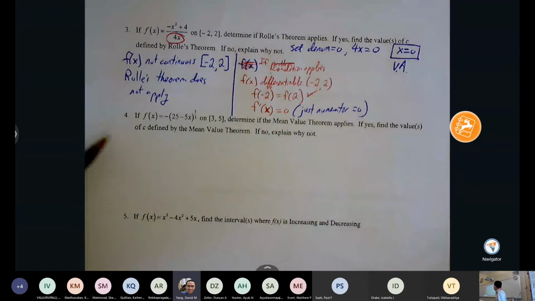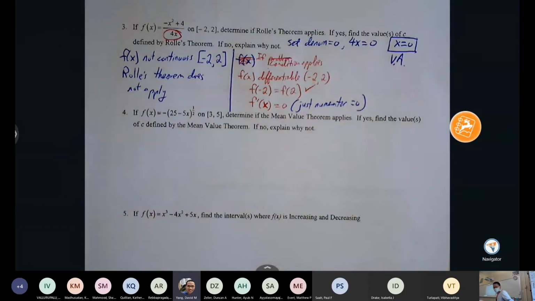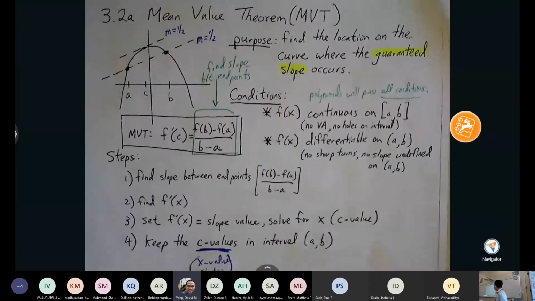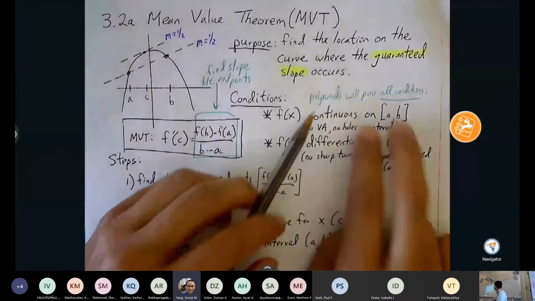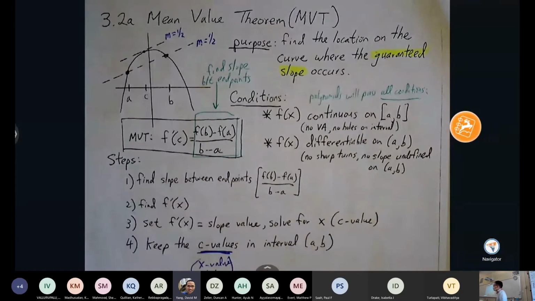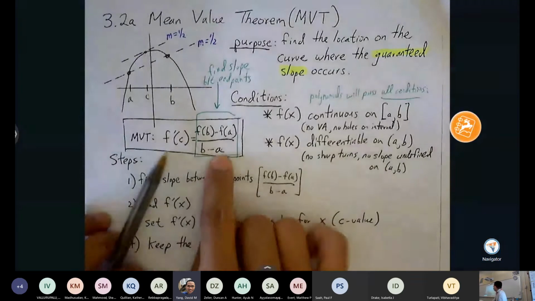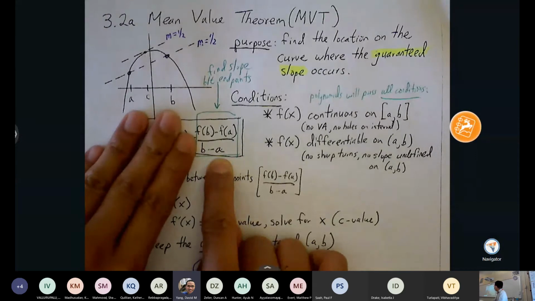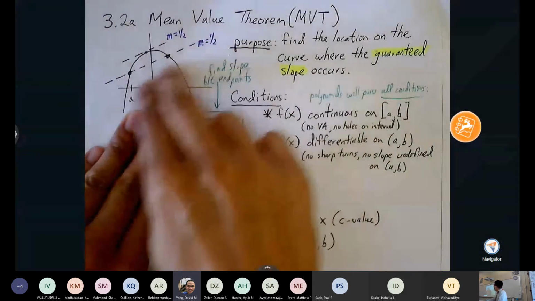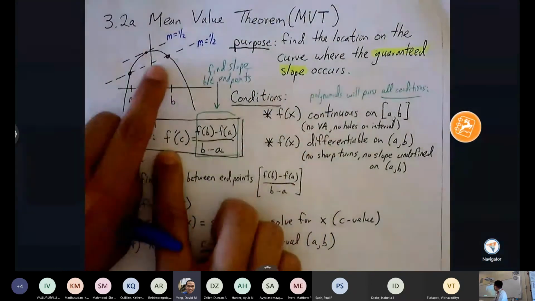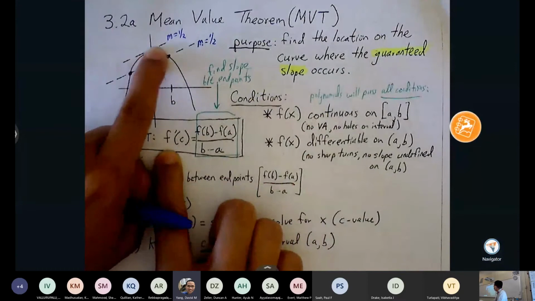Okay, let's look at number 4. But before we go to number 4, let me recap mean value theorem. Mean value theorem feels a lot like Rolle's theorem. First two conditions are the same: continuity, differentiability, but it's not as restrictive, right? We don't have to have a slope 0, so we can jump directly into our formula. Our formula is find the endpoints, figure out the slope. Once you have the slope, you set it equal to the derivative function, and from there you can gather where that location is for that specific slope.